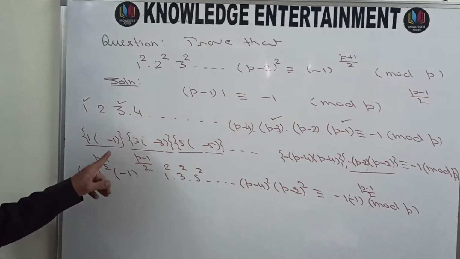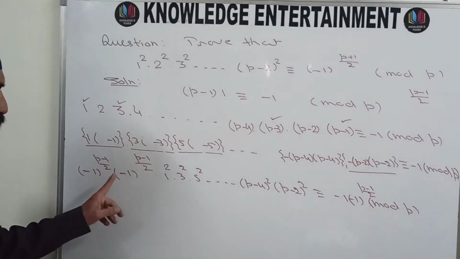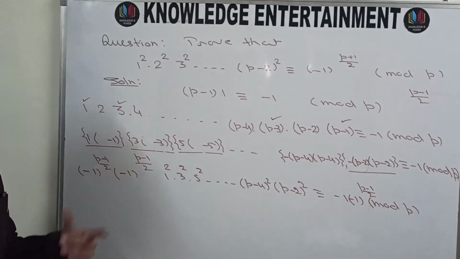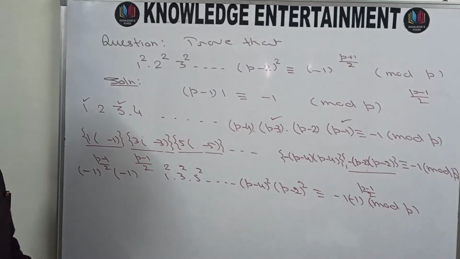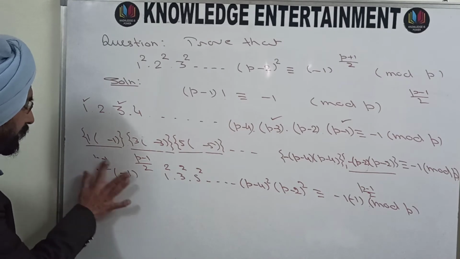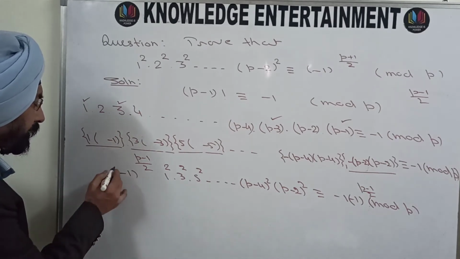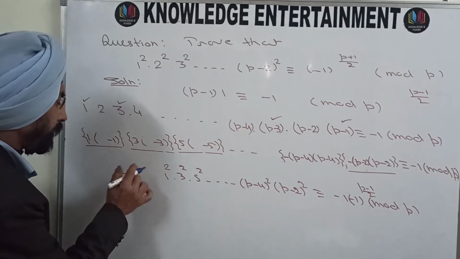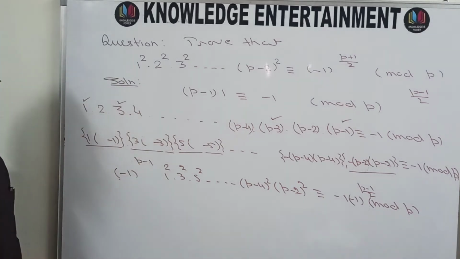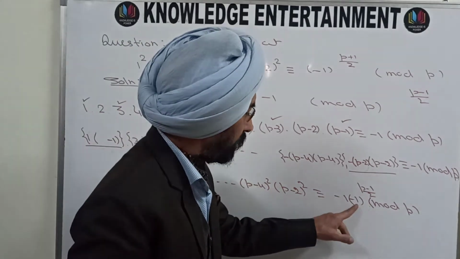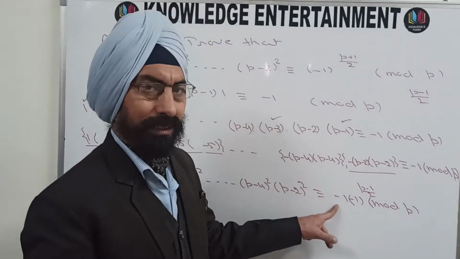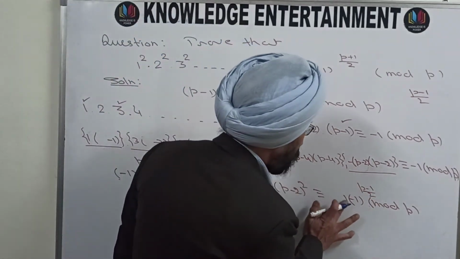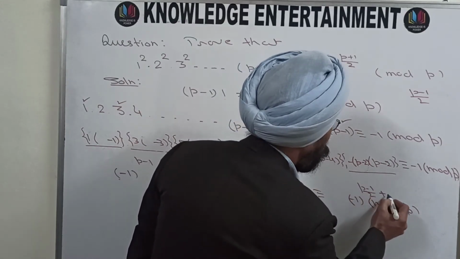This minus 1 raised to the power (p minus 1) by 2 into minus 1 raised to the power (p minus 1) by 2, the powers will be added. So (p minus 1) by 2 plus (p minus 1) by 2 will become p minus 1. So what you are going to get here is minus 1 raised to the power p minus 1. On the right hand side, minus 1 power (p minus 1) by 2, and 1 power is there. So this 1 power will be added, this minus 1 will be removed, and you will get one more power here.